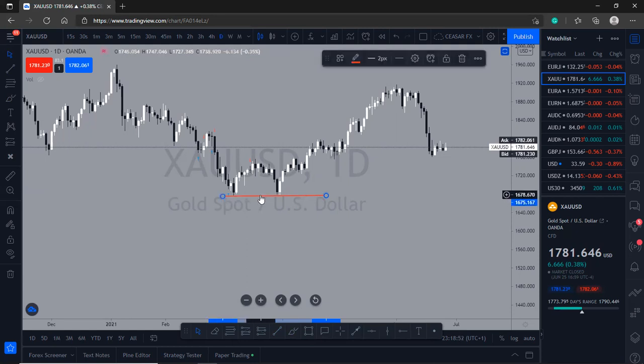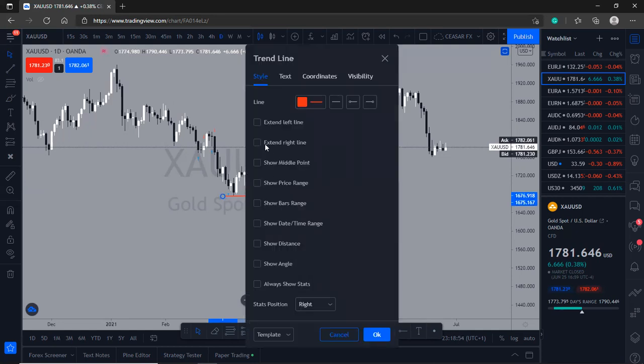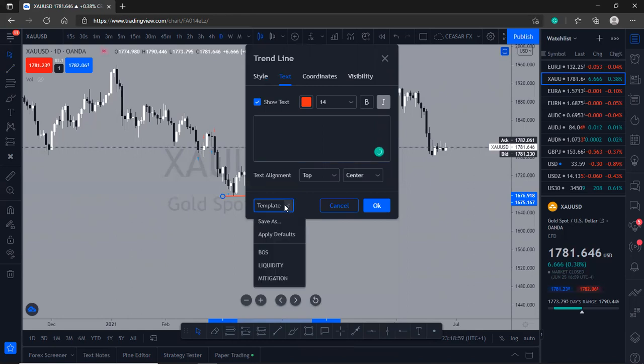Equal lows, as you can see them, they are very clear. Equal lows, now let me try to label this one. This is liquidity. I label it as liquidity.